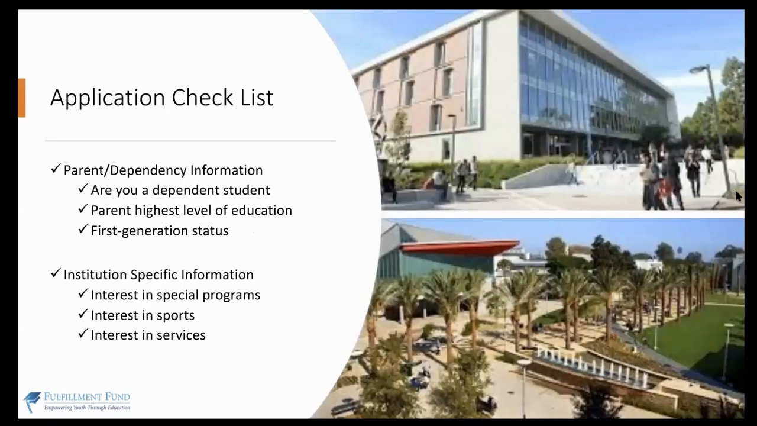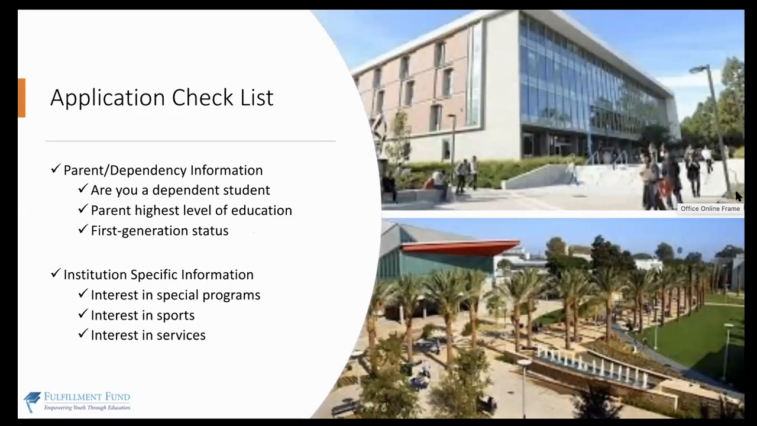Okay, so continuing on with other things that you need to consider when you're applying. They are going to ask you information about your parents, and this is for demographic reasons, but also for financial aid purposes. So it looks very similar to a page out of the FAFSA or the DREAM Act. They ask you questions to determine if you're a dependent student. They ask you questions about your parents' highest level of education and if you're a first generation college student.